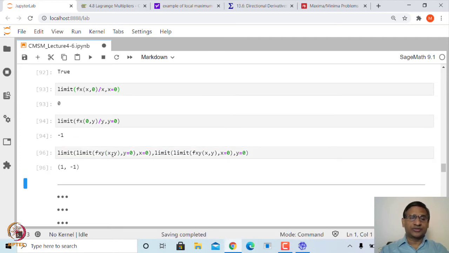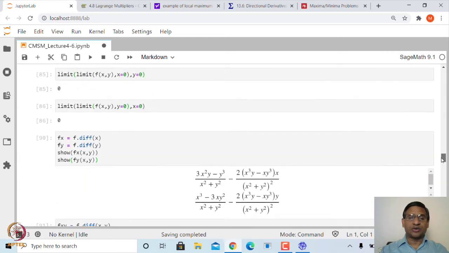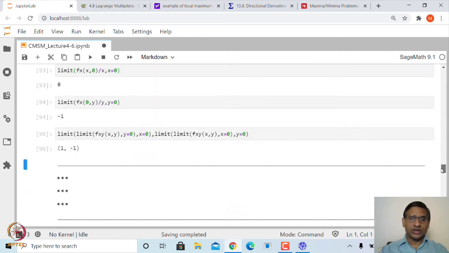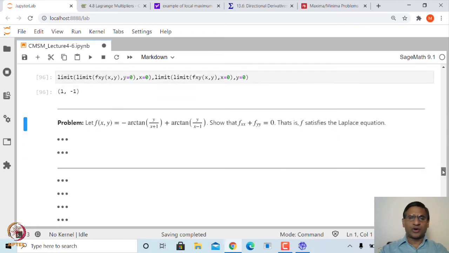So again, these mixed second order partial derivatives are not continuous, and that is the reason why the mixed second order partial derivatives are not equal. In case the mixed second order partial derivatives are continuous, then you would have got these two mixed second order partial derivatives equal, right? So let us take one more small example.